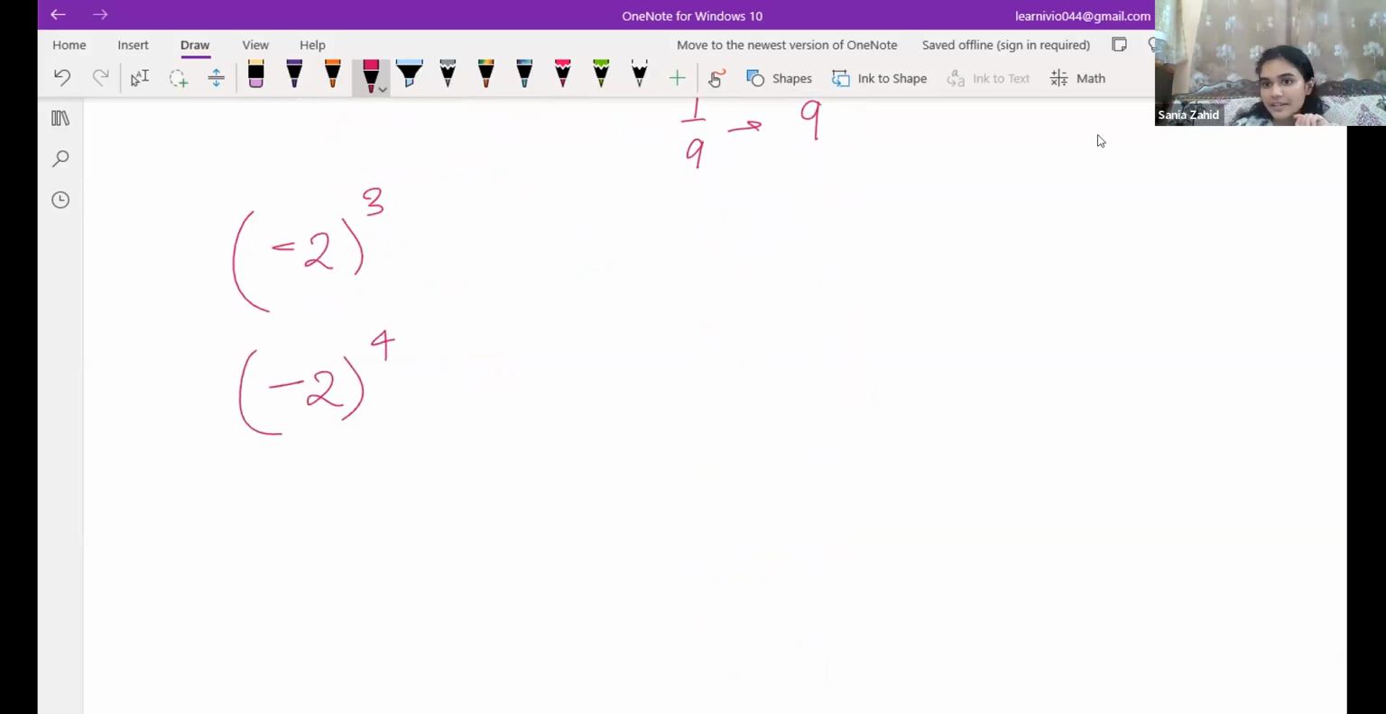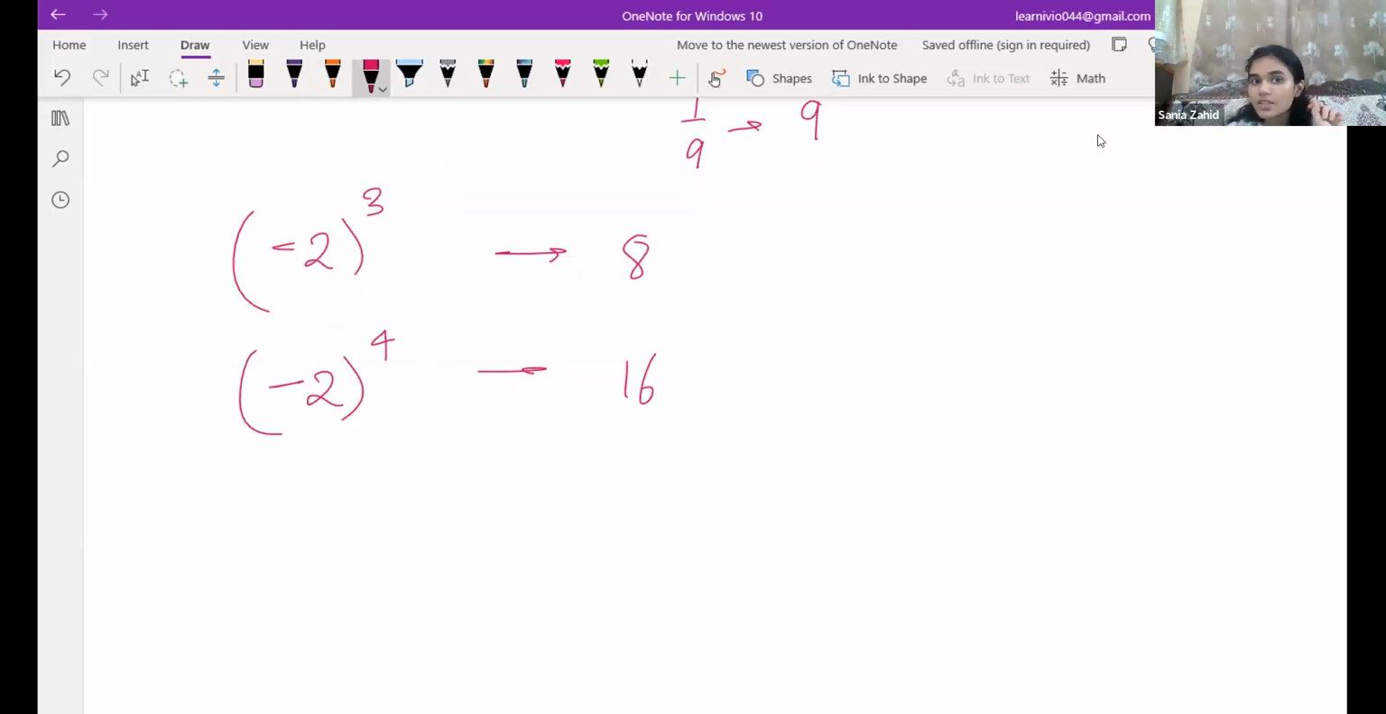So here my base is negative, right? Whenever I have a negative base, I have two situations. Now you're going to look at the power. First of all, write down the answer. 2 to the power 3 is how much? 2 into 2 into 2, that's 8. And 2 into 2 into 2 into 2, 2 to the power 4, is how much? 16, right? These are my answers. Now, 8 and 16 are negative numbers or positive numbers?